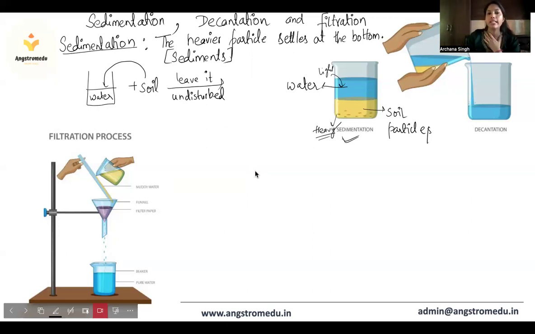Fine. After that, we have decantation. In decantation, what is happening? See, the water which was on the top while doing sedimentation is taken out and collected in another beaker.